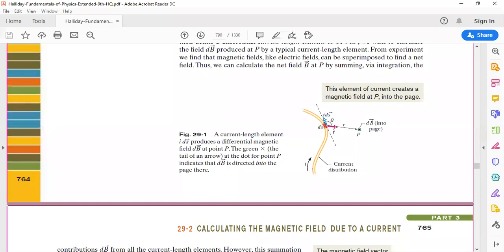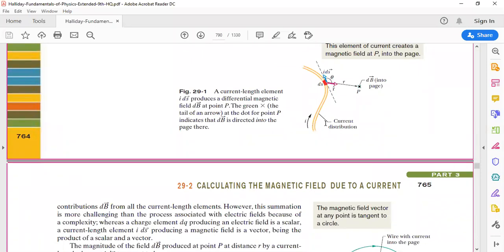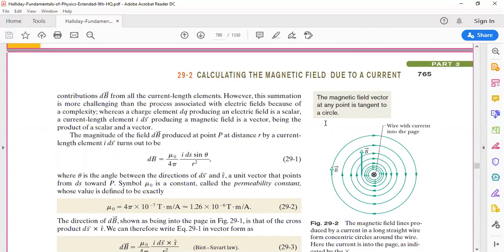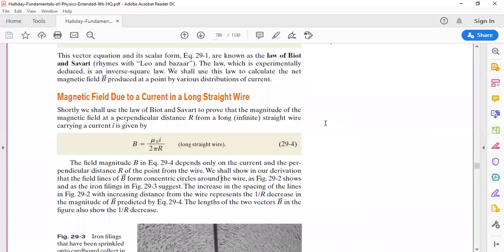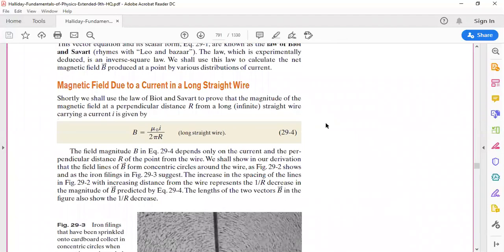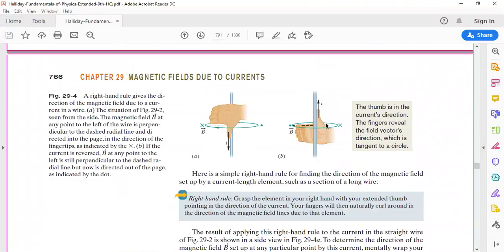For simplification, we consider a very small segment where the direction of the current is exactly the same, just like shown in the figure. A straight point or small vector IDS. We have to consider it for simplification, and then you can see the long straight wire. Then our next step is the straight wire.